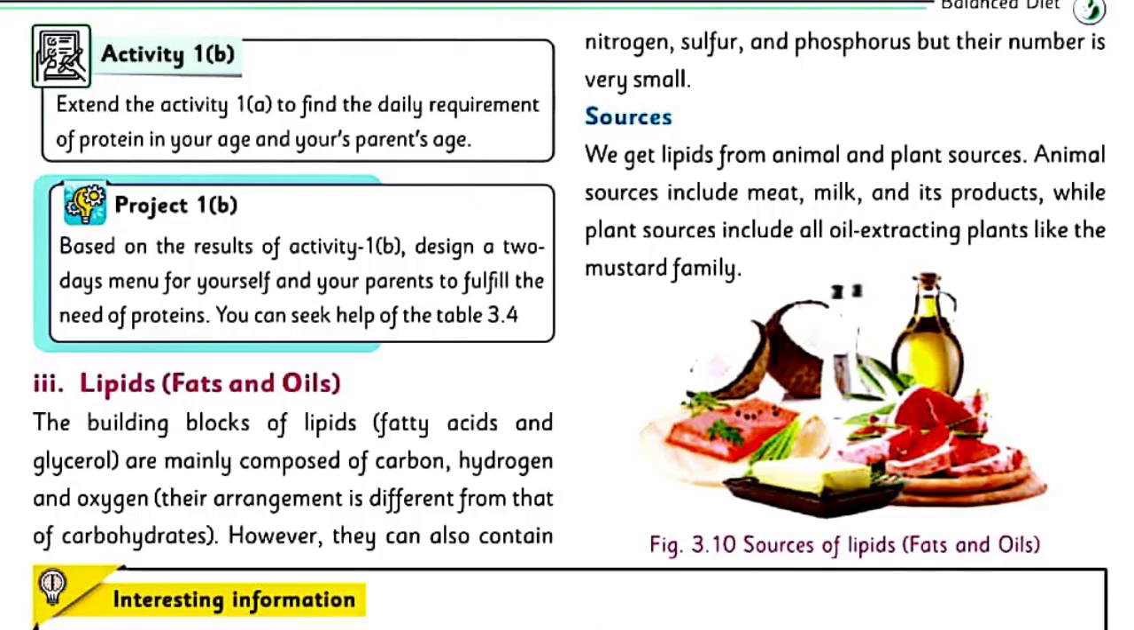3. Lipids. The building blocks of lipids are mainly composed of carbon, hydrogen, and oxygen. However, they can also contain nitrogen, sulfur, and phosphorus, but their number is very small. Sources. We get lipids from animal and plant sources. Animal sources include meat, milk, and its products, while plant sources include all oil-extracting plants like the mustard family.